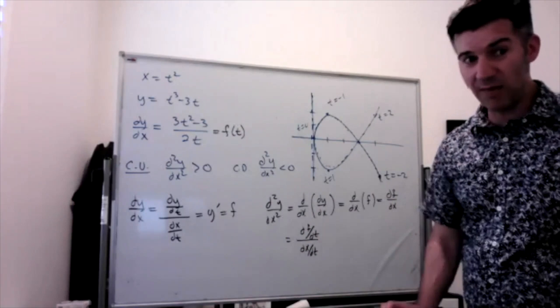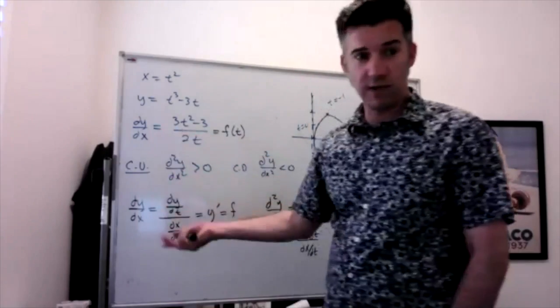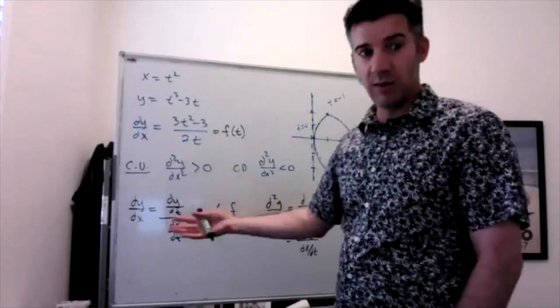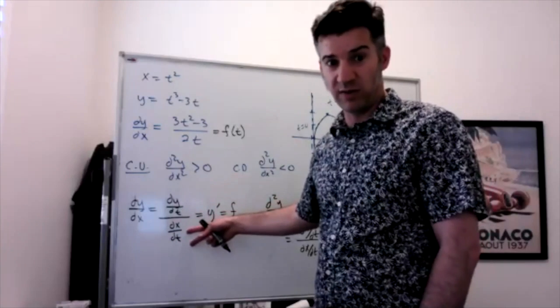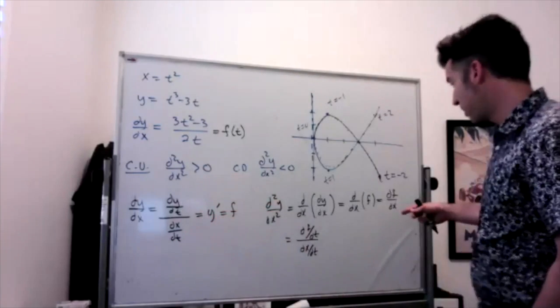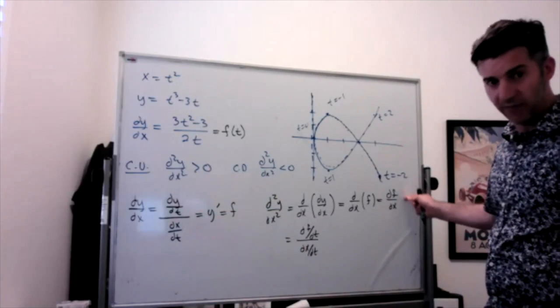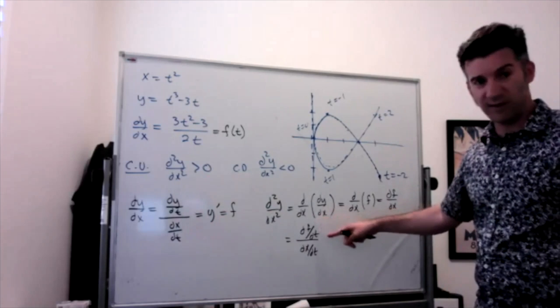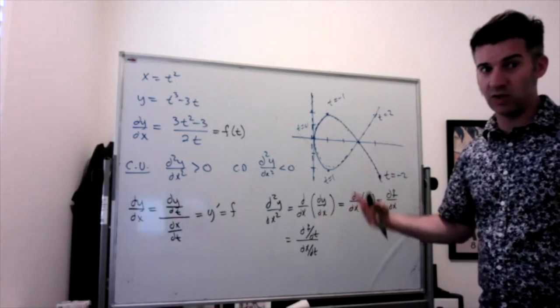I'm just using the same idea as I used before, that if y is a function of t and x is a function of t, then dy dx is the derivative of y with respect to t divided by the derivative of x with respect to t. Same idea here. F is a function of t, x is a function of t. df dx is the derivative of f with respect to t divided by the derivative of x with respect to t. I said the same exact words, I just used f instead of y.